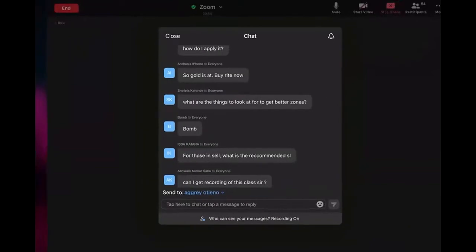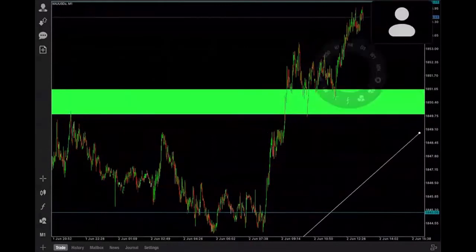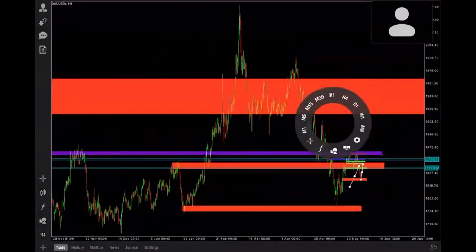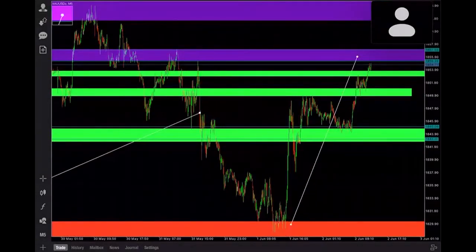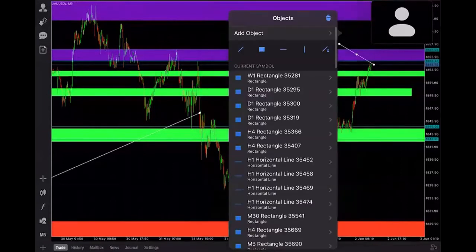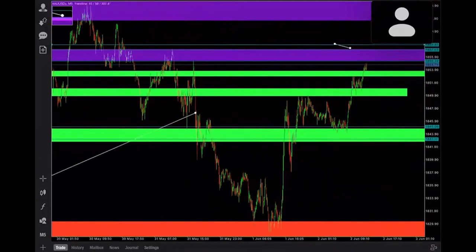For example, for those in sell, there is a recommended SL. If, for example, you want to look for a sell, let's switch to M5. We know that this is a strong seller zone. So if we are looking for a sell, we could either wait for it to come here or enter here, because our SL is fixed. Our SL might be above the zone, so could be here, for example. If it's in the zone, it's at least just 10 pips away from our SL. But if we want to enter here, it is almost 30 pips away.